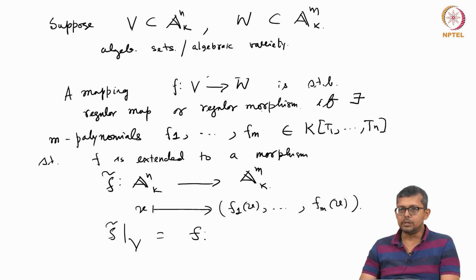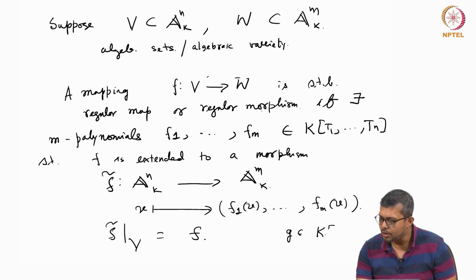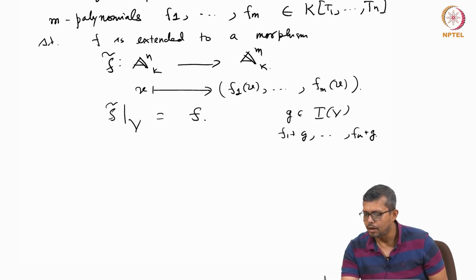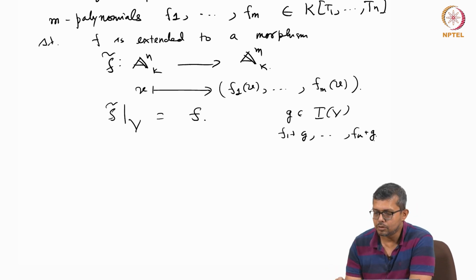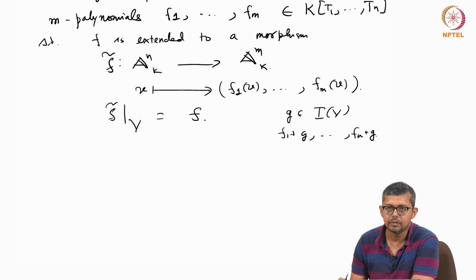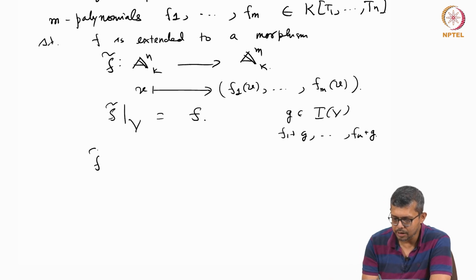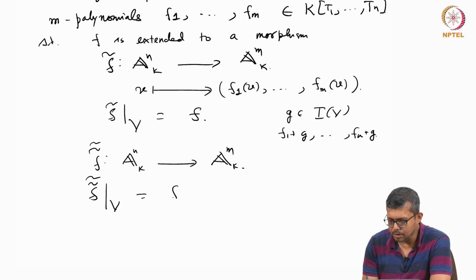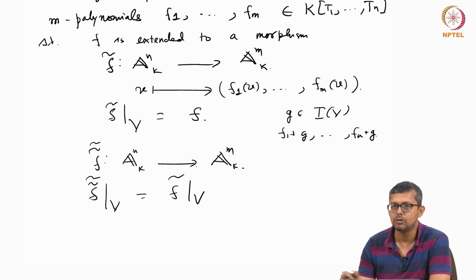See, there is nothing unique about this. Because if I take some function g, if g belongs to the ideal of the variety, then f1 plus g, ..., fm plus g will define the same function on V, because g vanishes on V. So this will also define a function, say F double tilde, from A^n(K) to A^m(K). But when you restrict F double tilde to V and F tilde to V, they are the same, because g vanishes on V. So F double tilde restricted to V is the same as F tilde restricted to V. There is nothing unique about it.